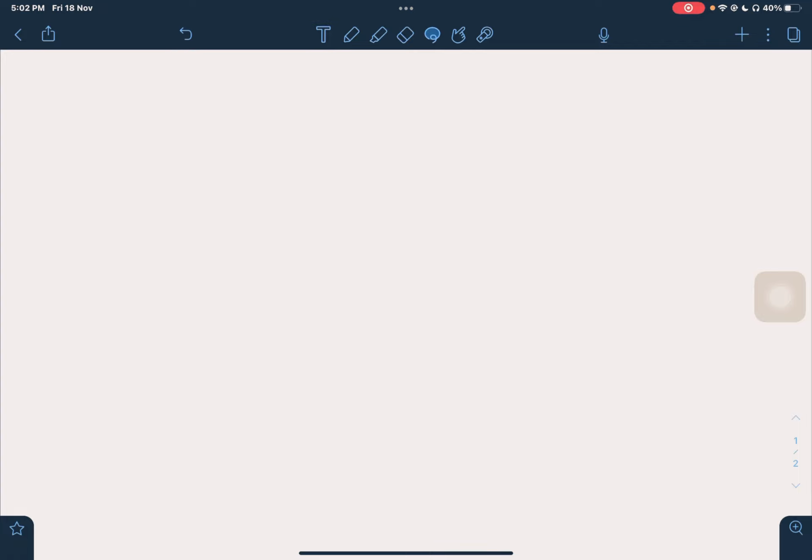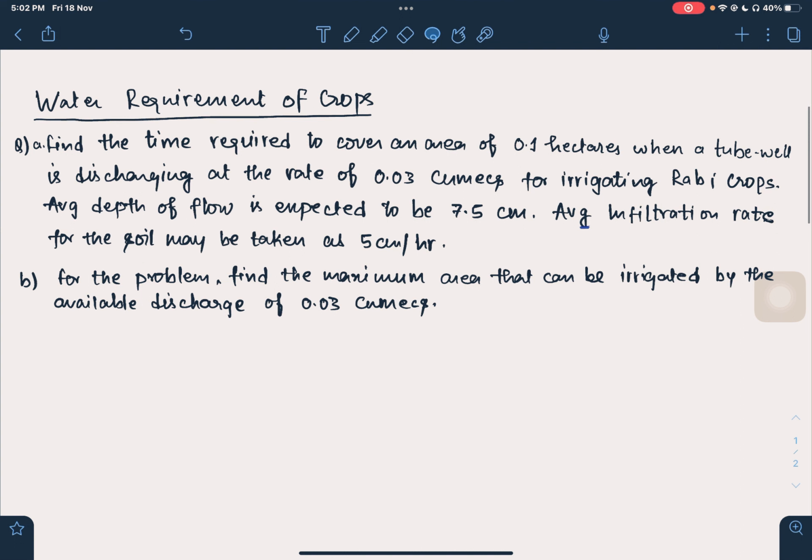Now in this video lecture we'll be learning a concept with the help of a question. And the question is, find the time required to cover an area of 0.1 hectares when a tube well is discharging at the rate of 0.03 cumecs for irrigating rabi crop. Average depth of flow is expected to be 7.5 centimeters and average infiltration rate for this soil may be taken as 5 centimeters per hour.